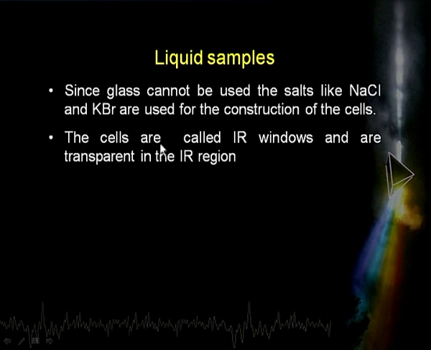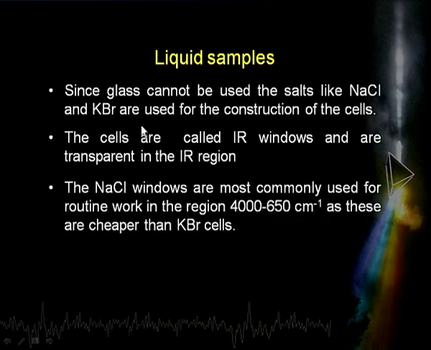So, these cells are basically called IR windows, and they are transparent in the region because NaCl and KBr both do not absorb in the IR range. NaCl windows are most commonly used for routine work in the region we typically monitor, as these are cheaper than KBr cells. KBr cells also are good, but they are expensive. So, we typically take recourse to using NaCl windows for common routine measurements.